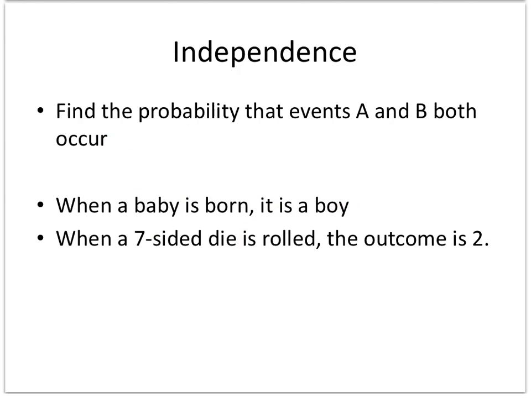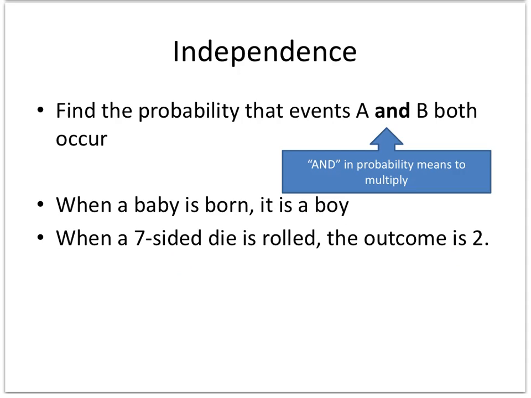When you have independent events and you want to find the probability that both A and B, in other words, both a baby is born and it's a boy, and then we rolled a 2 on a seven-sided die, whenever we want to know that they both occurred, if you remember, I mentioned the word or in probability says to add the probabilities. The word and in probability means to multiply. If they're independent, you just simply take the probability of the first event and multiply it by the probability of the second.